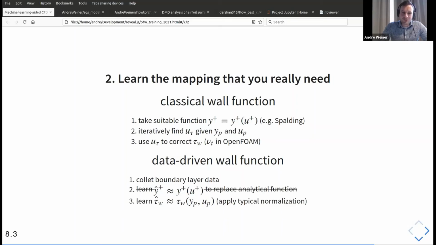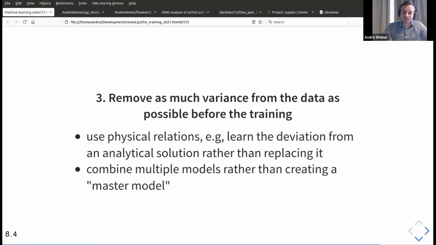Then what you usually do is find the shear stress velocity, u tau, iteratively based on the cell-centered values of y and u in the first cell at the wall. You use the shear stress velocity to correct the shear stress, because your mesh is not dense enough to really resolve the gradients, and you have to make some corrections. In OpenFOAM in particular, you are overriding the turbulent viscosity for the patch.